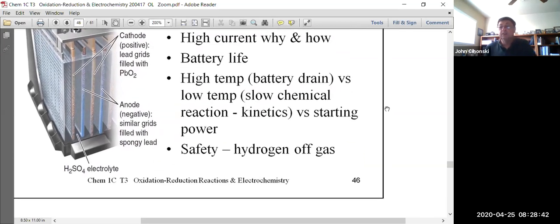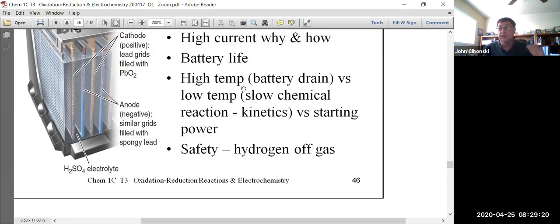Now, turns out we need to be careful when we design these batteries, of both high temperature and low temperature situations. High temperature would be if you live in the Gobi Desert and it gets to be 120 every day. What happens to the kinetics in anything as you increase temperature? The rate increases, right?